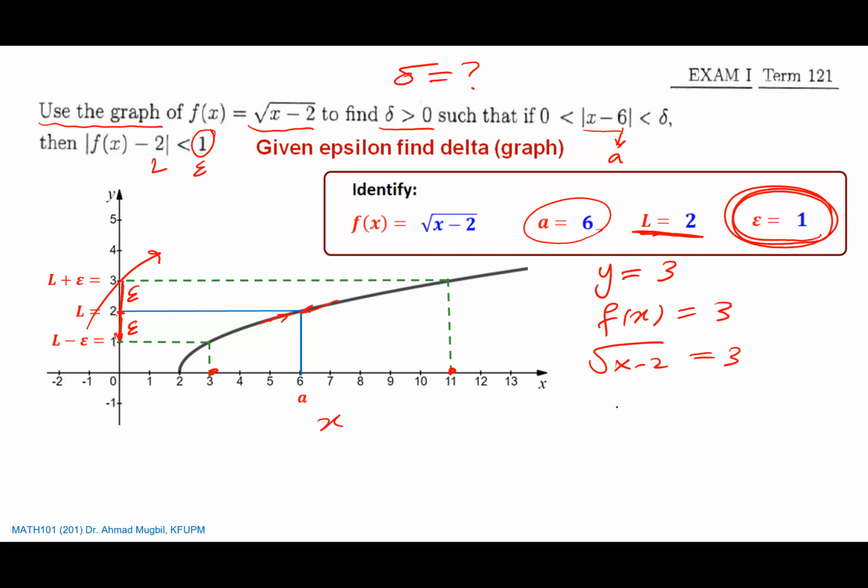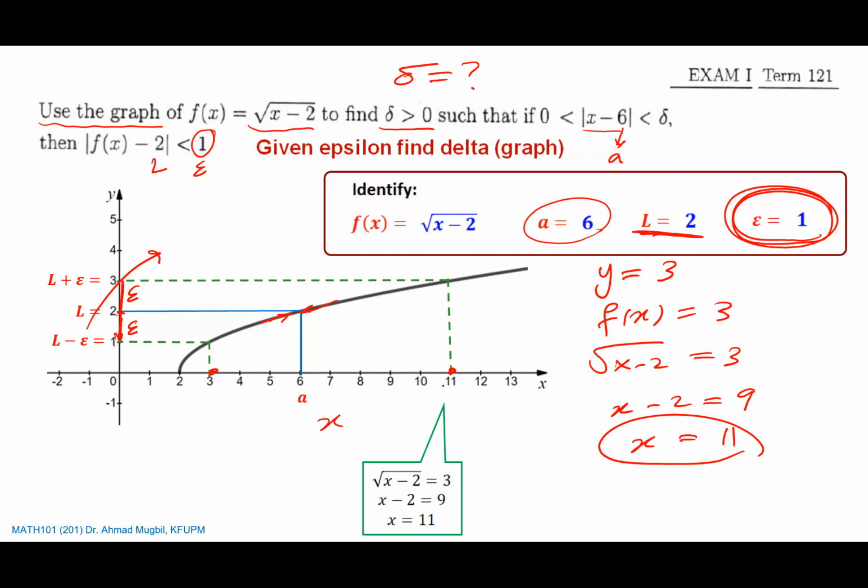Square both sides. Solve it for x. x is 11. I have written that for you here, by the way, how to find it algebraically if you cannot find it from the graph. Similarly here, the square root of x minus 2 equals 1. Square both sides and find x. It is not difficult. Usually we call this one x1 and this one x2. It is up to you to distinguish between them.